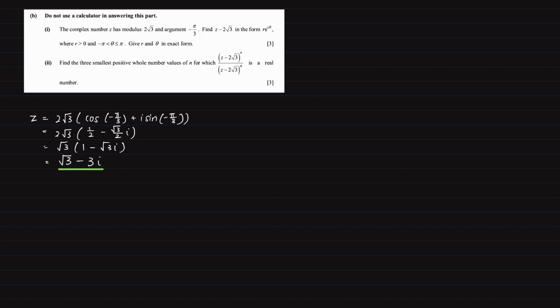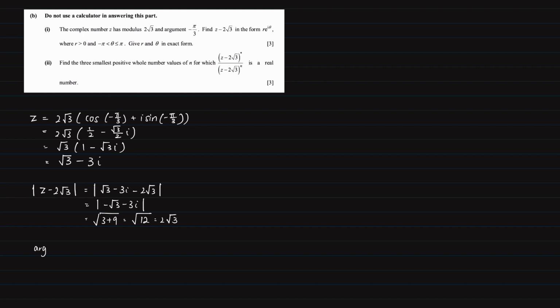Now with this, we are going to find the modulus of z minus 2 square root 3. And this is equal to the modulus of square root 3 minus 3i minus 2 square root 3. Simplifying, we'll have the modulus of minus square root 3 minus 3i. And to find the modulus of this expression, we will have square root of 3 plus 9, which gives us square root 12. And simplifying, we will have 2 square root 3.